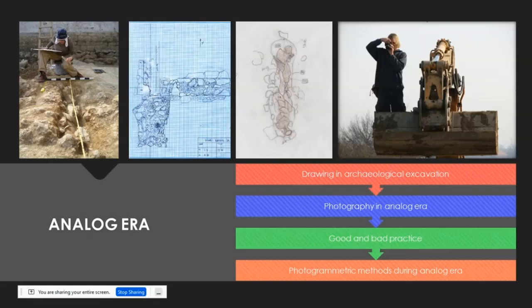What I want to say here is that only what is observed can be recorded. And I would like to say one sentence about photogrammetry methods during the analog era, which were mostly stereo photogrammetry and were mainly used in the scope of aerial photography for documenting architectural and cultural heritage sites.